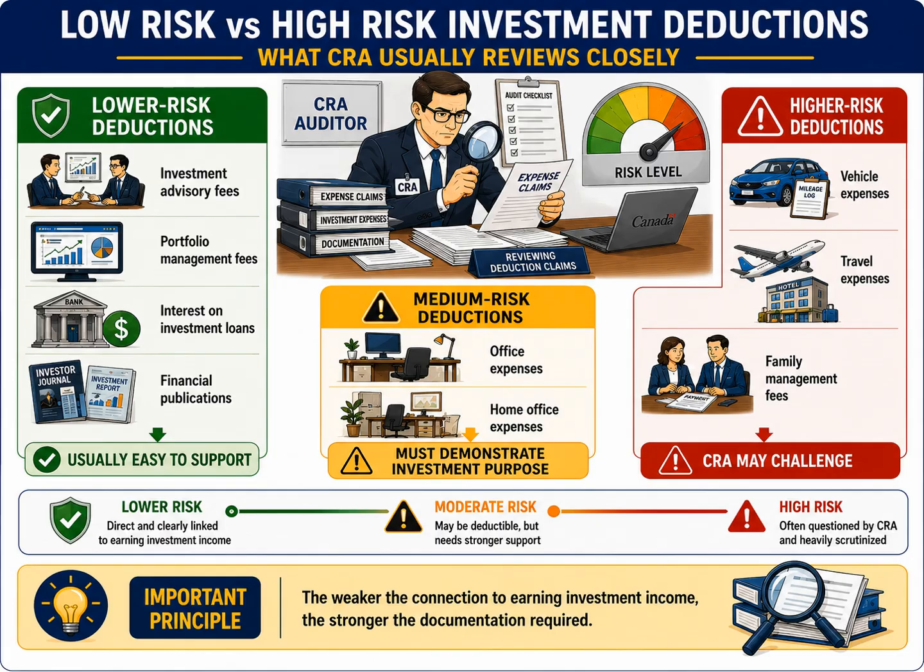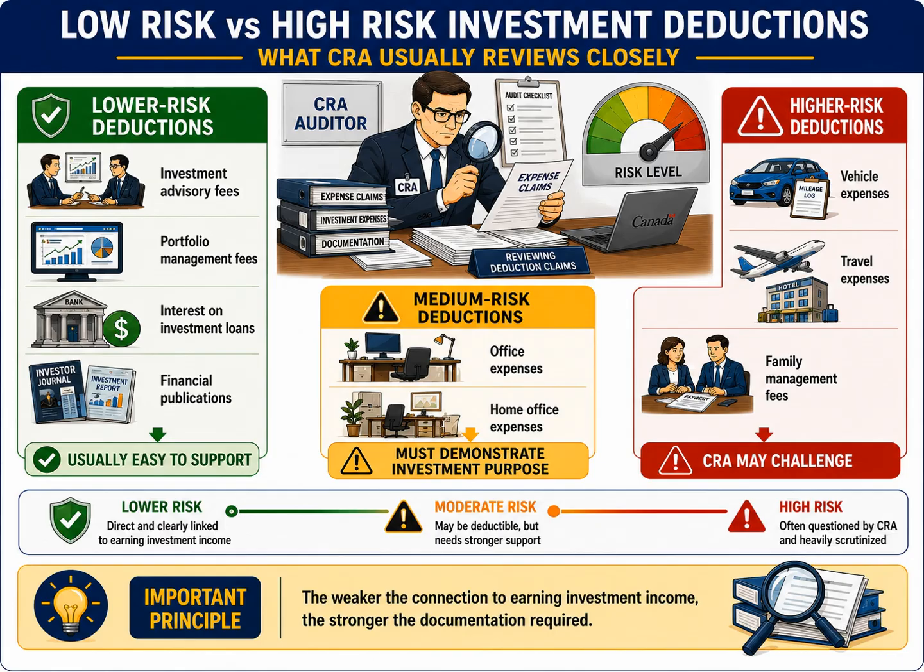For example, if a corporation claims vehicle expenses, the CRA may ask for mileage logs, meeting records, and evidence showing that the travel was related to investment activities. For travel expenses, the CRA may want proof of conferences attended, advisor meetings, due diligence activities, or other investment-related purposes. And when payments are made to family members, the CRA will often ask what work was performed, whether the work was necessary, and whether the compensation was reasonable.